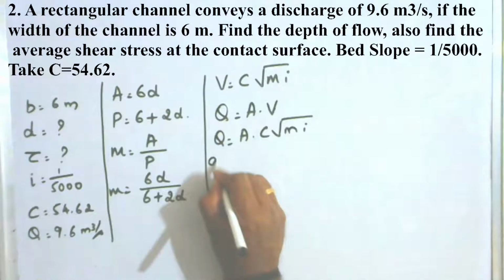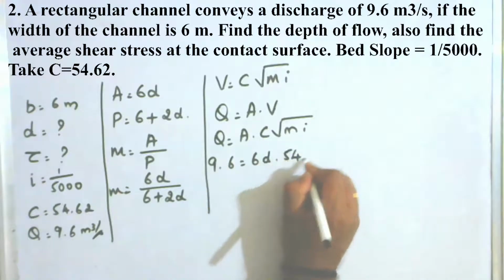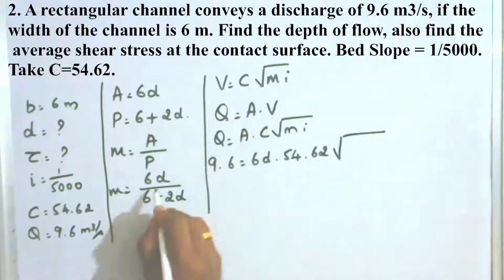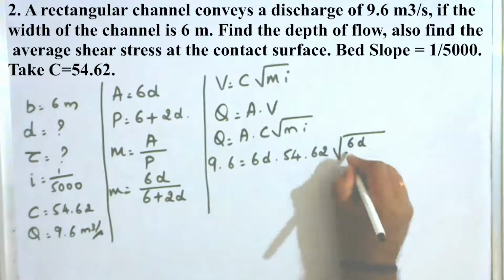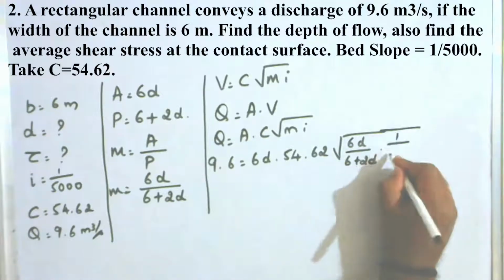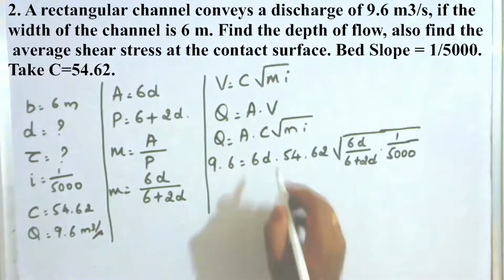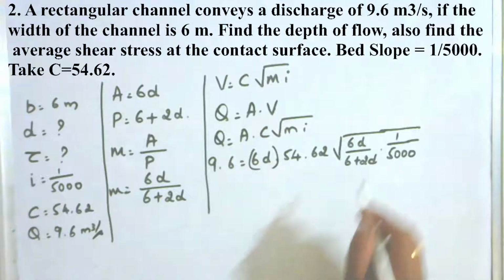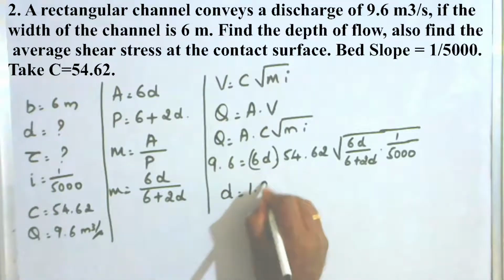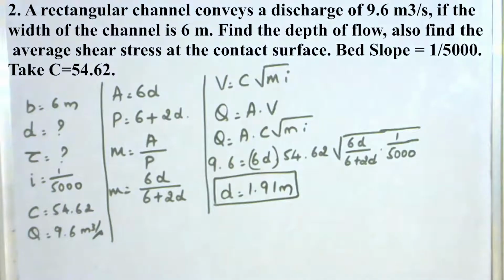Discharge value is given as 9.6, area is 6 into D, C value is 54.62, then root of M, that is 6D divided by 6 plus 2D, into 1 divided by 5000. You can observe here all the values are in terms of D only. If you simplify this, you will get the D value as 1.91 meters. This is your depth of the channel.